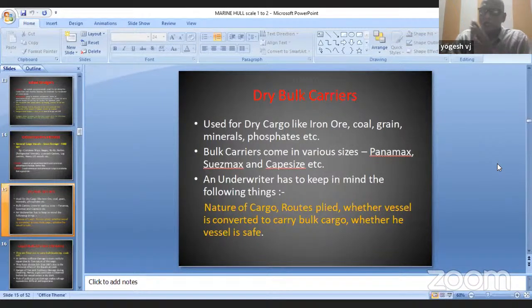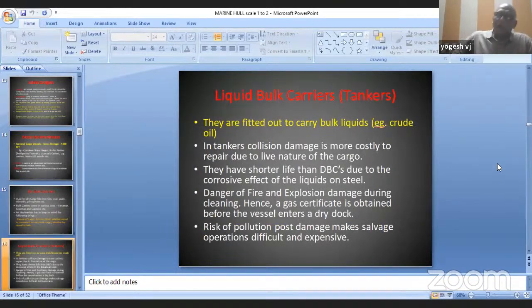Okay? He also has to take care ki whether ye vessel initially was a crude oil carrier, and now it is converted to carry dry bulk cargo. If it is that, then again, the chances of it undergoing losses is high. So, all these things are to be considered, and then, finally, the premium rate has to be high. Now, we come to LBCs.